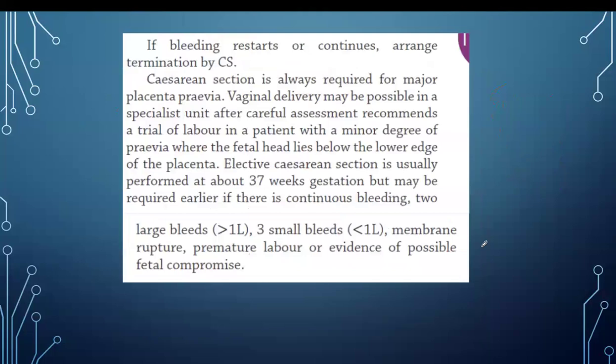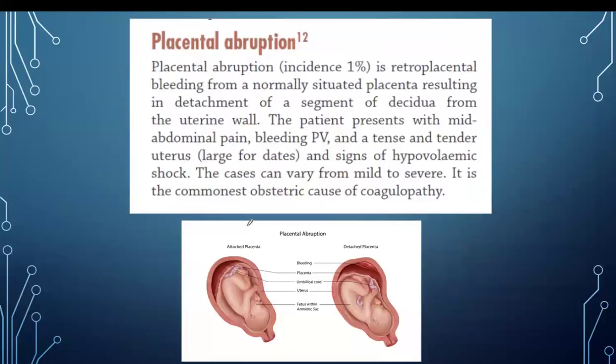So cesarean section is almost always required for major placenta previa, but for grade 1 or grade 2, which means the minor placenta previa, sometimes there are options of vaginal delivery. So it can be done. So that's pretty much everything you need to know about placenta previa. Any questions?